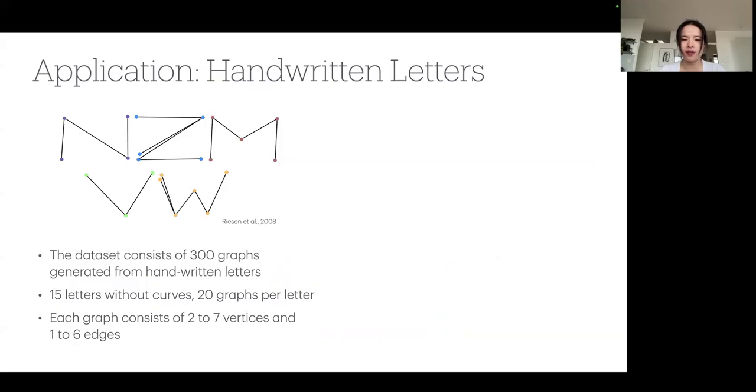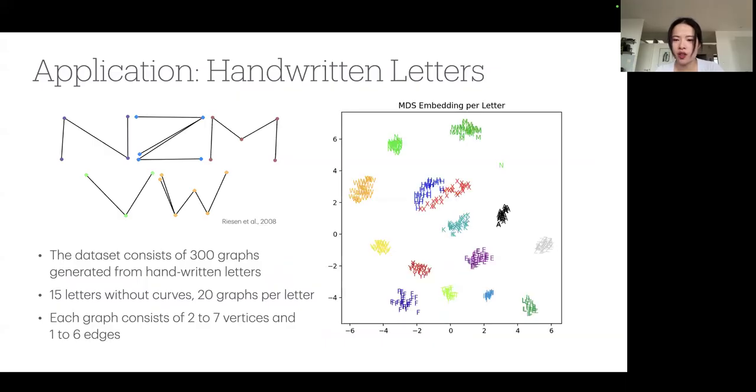The second data set we tested on was a handwritten letter data set. This data set consists of 300 graphs generated from handwritten letters. These graphs are not isomorphic anymore, meaning we have different numbers of vertices and edges. And here we actually see even clearer clusterings across different letters. We can pay close attention to the two clusters H and X that are close to each other. This makes sense because if we think of our merge tree construction, topologically H and X are actually very similar to each other, especially in a handwritten setting.